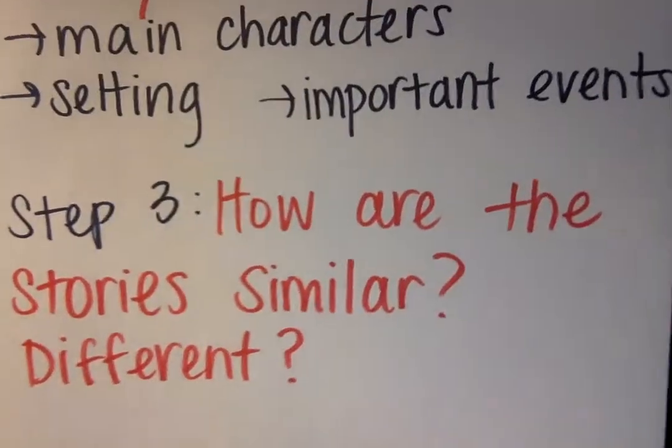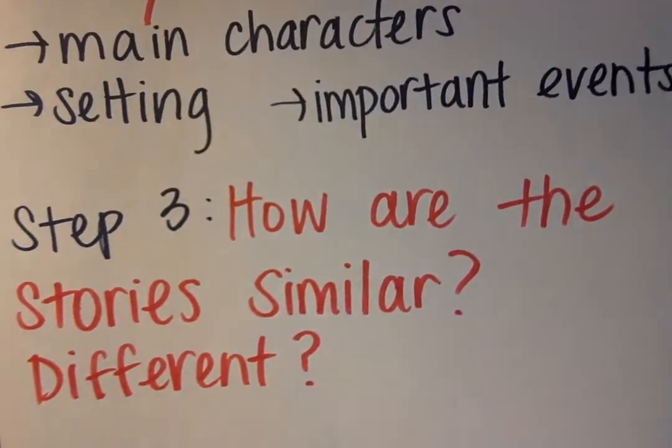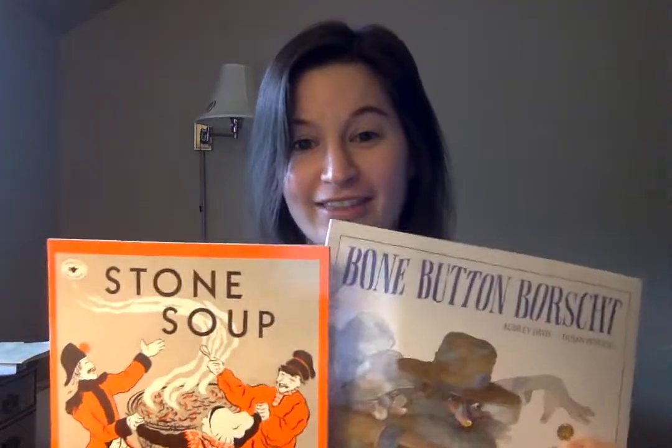So now going into step 3, how are the stories similar? Remember, today we are only focusing on how they are similar. So these stories are similar in that they have similar problem and solutions, and they're especially similar in that they have the same setting, right? They take place in a small unknown town. So exact same setting and very similar problem and solution.